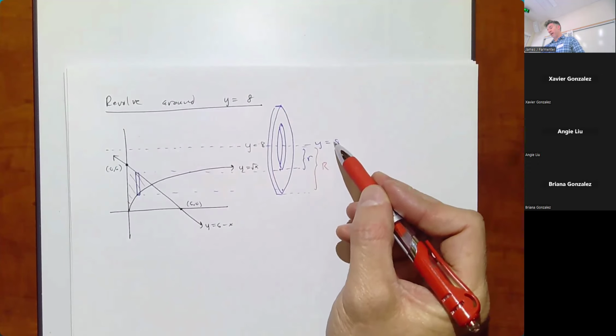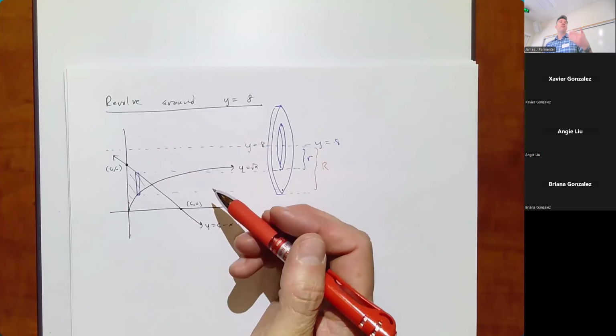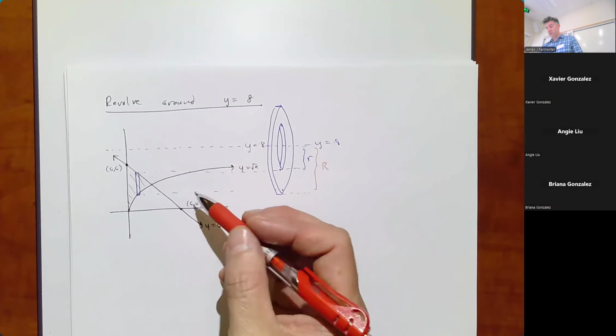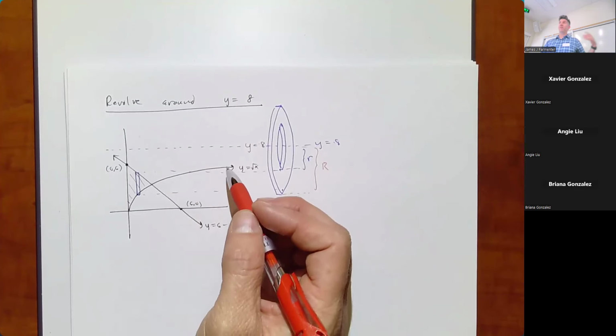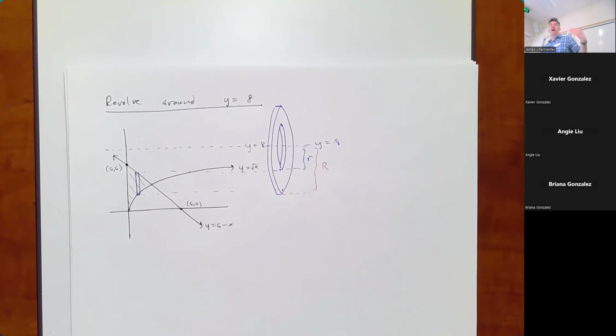And because my axis of rotation has changed where it is in relation to the region, the function that's further away has also changed. The further away function here is the square root of x, whereas in the previous version, it was 6 minus x. So that's why drawing the picture is really helpful, because you can see which function is going to play the role of the larger radius.